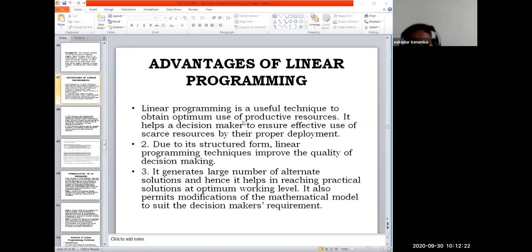Especially there is scarce resource like time, natural resource, raw materials. ስካርስ ሊያጋጥም ይችላል. ስለዚህ እንዴት አድርገን effectively መጠቀም እንችላለን? የስካርስ ሪሶርስ እጥረት በሚኖርበት ጊዜ ምን እናደርጋለን, ማክሲመም አችብ እናደርጋለን.